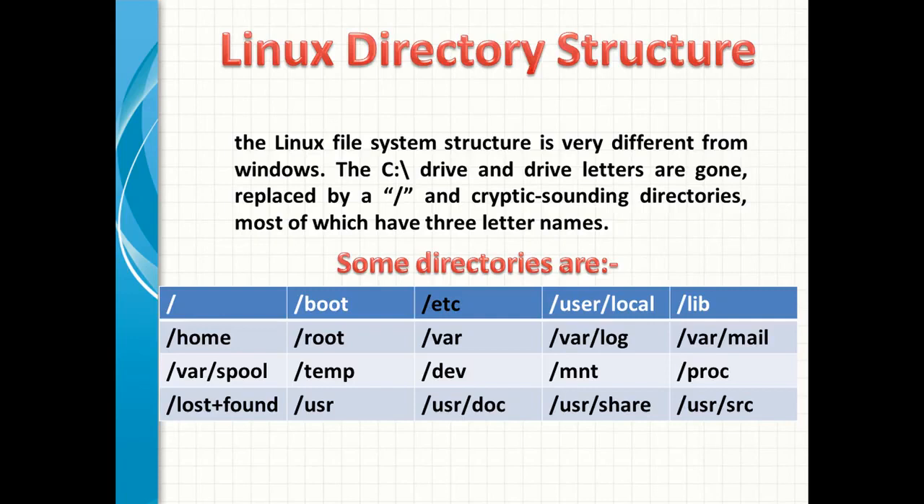The next directory is slash usr. This slash usr is a directory which contains all the applications which are installed in the computer by the user, and it is the largest directory of the system. The next is slash usr slash doc. This folder contains all the documents related to different types of applications which are installed in the computer.